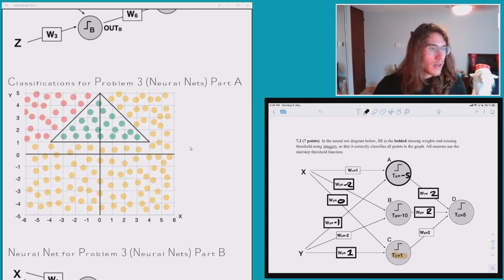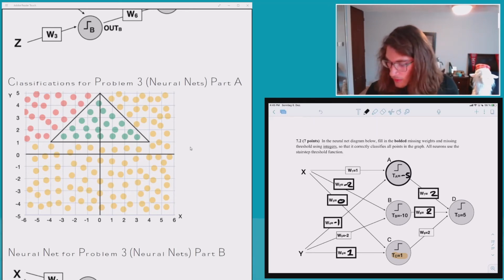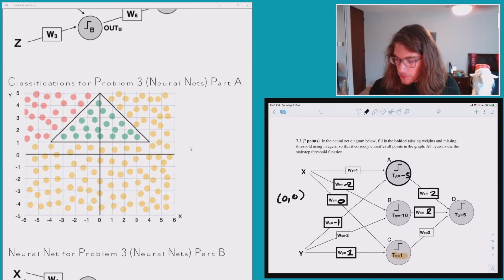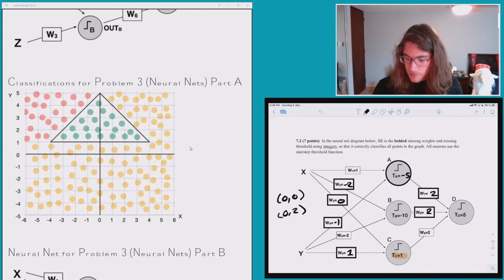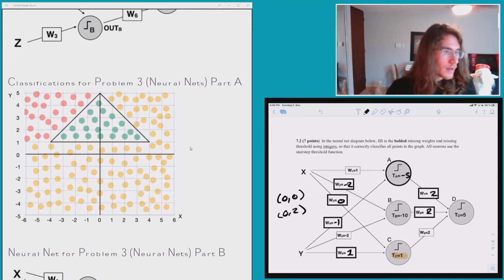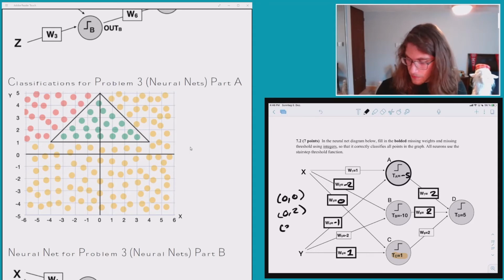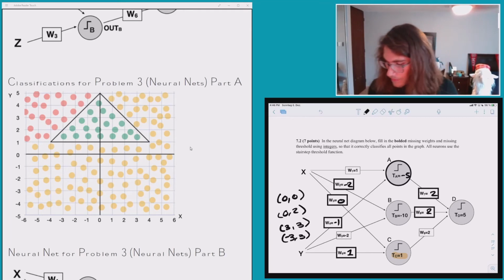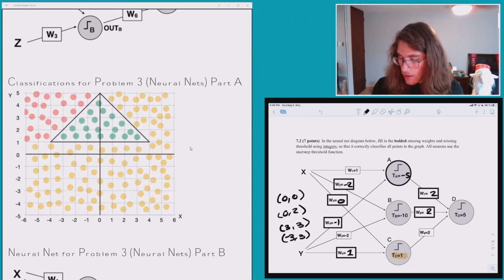Okay, and now let's just test a couple points. Let's test 0, 0. That should be an easy one. Then 0, 2. That should be a 1. And 3, 3, just to test one side. -3, 3. And I can test these fairly quickly. I encourage you as an exercise in forward propagation to test those points I've written down in order to ensure that this is the correct solution.